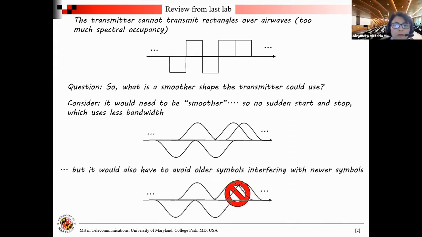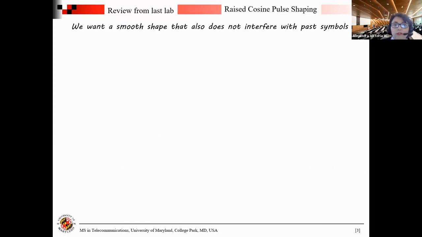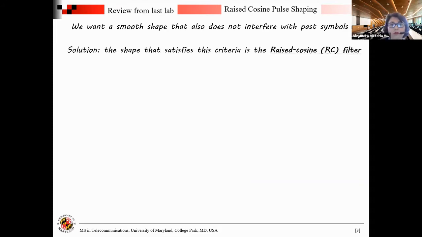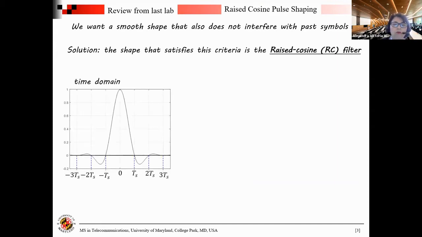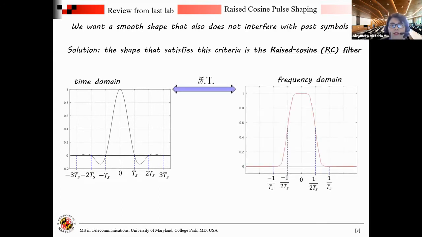The problem with arbitrary pulse shaping is that you may incur intersymbol interference, and that's when we saw that raised cosine or raised sine is a situation where you don't have intersymbol interference. Okay, so we want a smooth shape that does not interfere with past symbols, and we know that one pulse shaping that satisfies this is the raised cosine filter. Remember, in the time domain, it sort of looks like a sinc times a cosine, and in the frequency domain, it looks like a smoothed out rectangle.